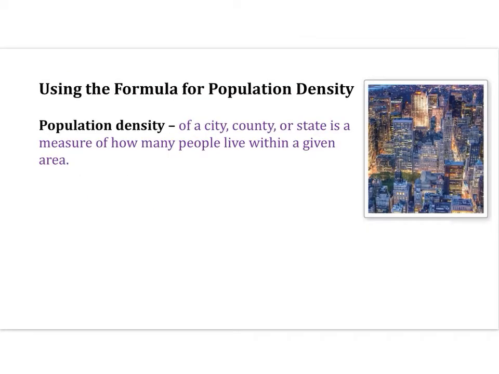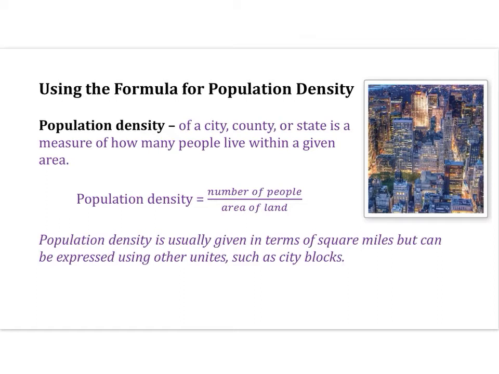All right, let's use the formula for population density. So population density is essentially of a city, county, or state, and it measures how many people live within a given area. So we do have a special formula. Population density equals the ratio of number of people to area of the land. And population density is usually given in terms of square miles, but can be expressed using other units, such as city blocks.